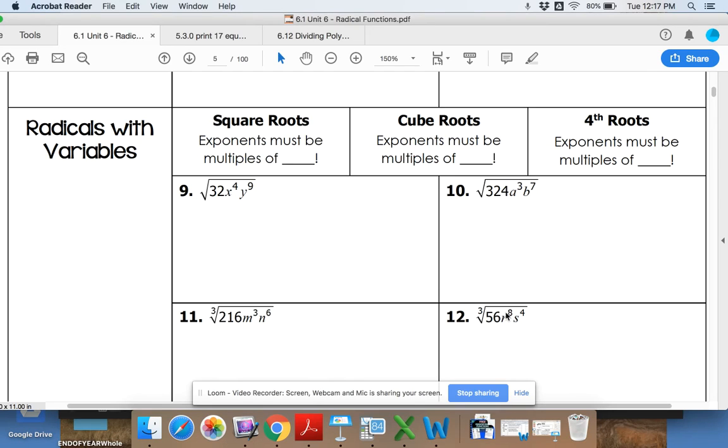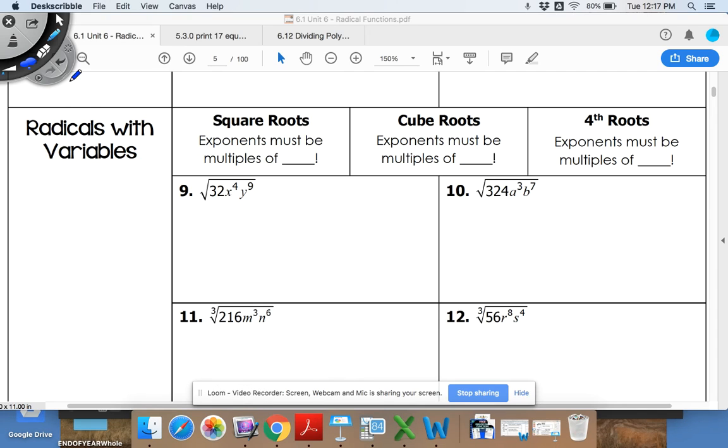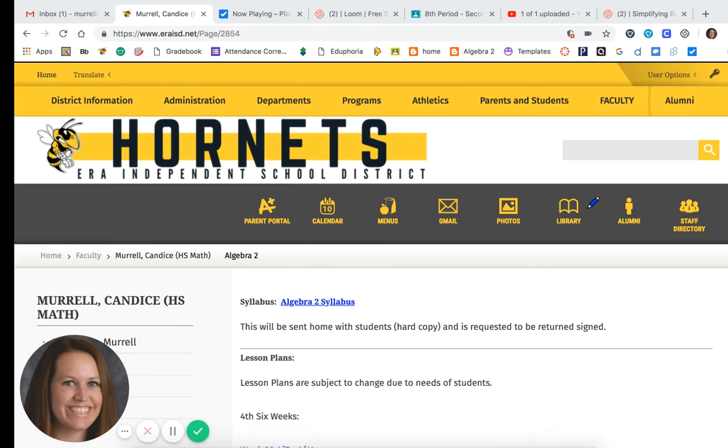So we started simplifying radicals with just numbers, and now we're going to talk about simplifying radicals when there's variables. So for square roots, exponents must be in multiples of 2, cube roots must be in multiples of 3, fourth roots must be in multiples of 4.